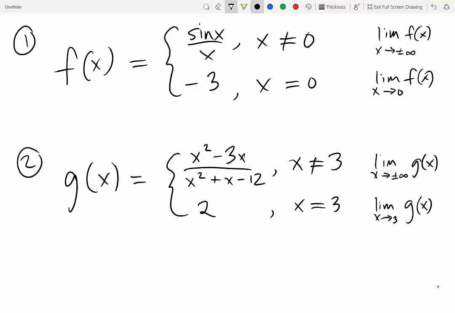And for more practice with piecewise functions and limits involving infinity, try out these two questions. Notice that number 1, the limits are asking for positive or negative infinity and as x approaches 0, whereas for number 2, the limits are asking for x approaching positive or negative infinity and 3. Also, find the horizontal asymptotes and the vertical asymptotes of each of these functions. Good luck.